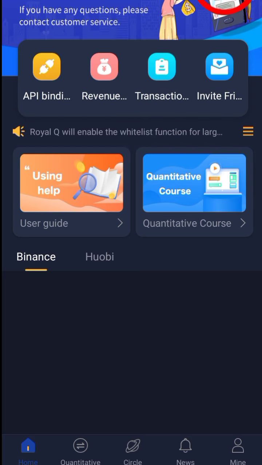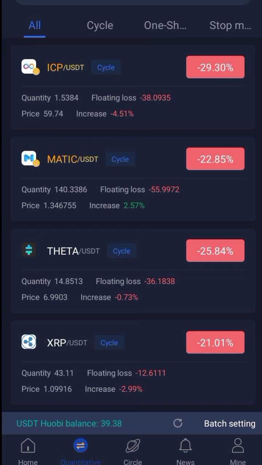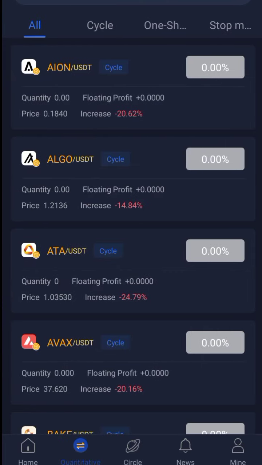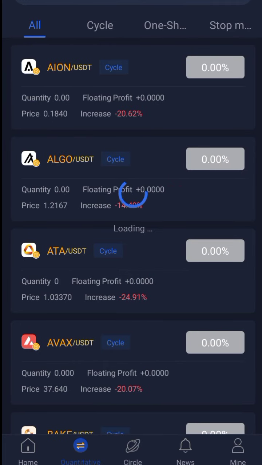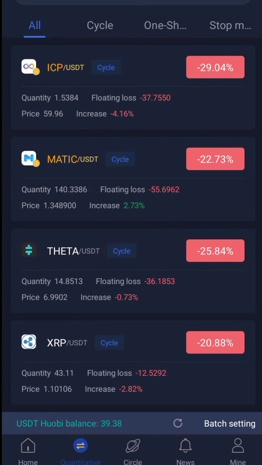Okay, so you click on the quantitative. For you to set up a strategy or a trade, you first click on the quantitative. If you have bound the Binance or the RoyalQ app, you can use either Binance or RoyalQ. Currently I'm using my RoyalQ, I have bound my RoyalQ account. It's actually the same thing. Setting up the trade is the same whether you are using Binance or RoyalQ. Since I have bound my RoyalQ without Binance, I'll go ahead and click on the RoyalQ section.